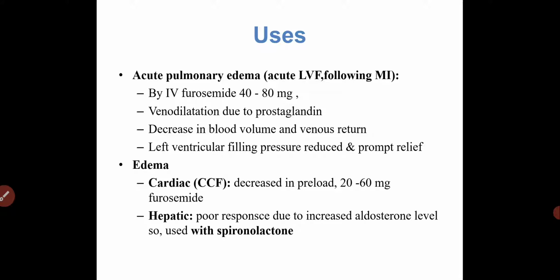It is also useful in hepatic edema, but it is less effective compared to cardiac failure, because there is a poor response due to the increase in the aldosterone level. Okay, so if we want to use furosemide, then we have to combine this drug with an aldosterone antagonist, and that is spironolactone.